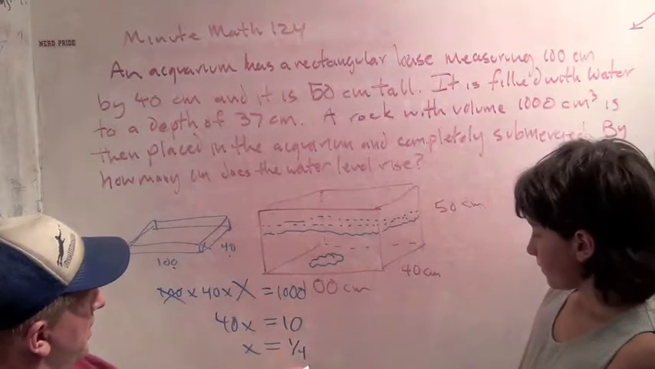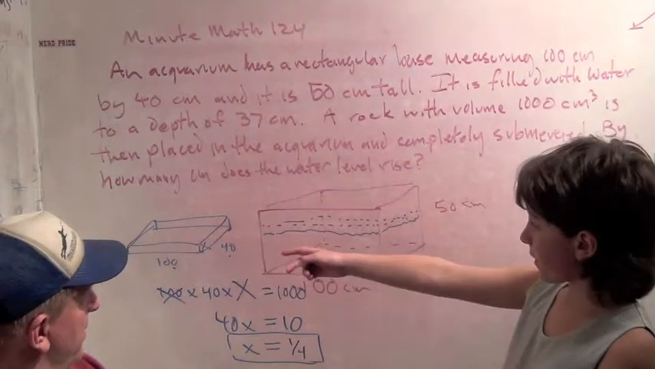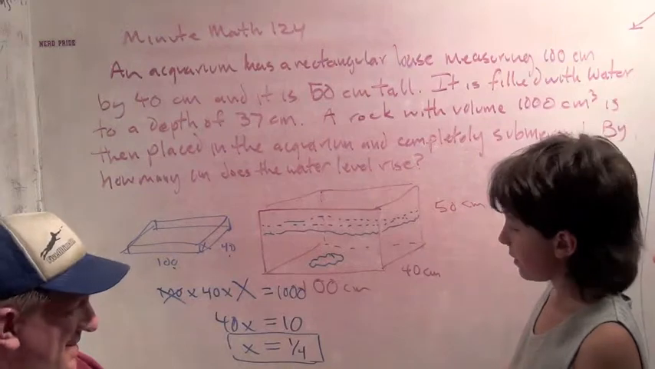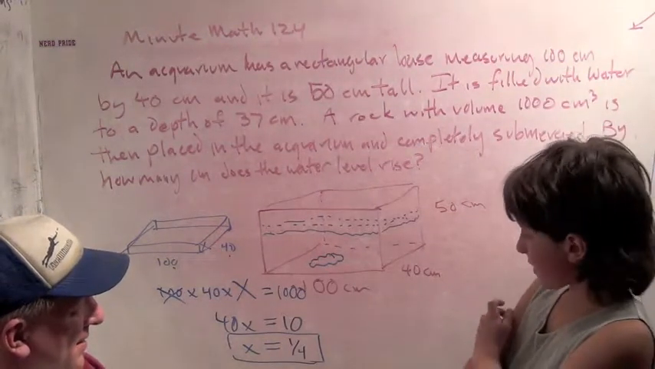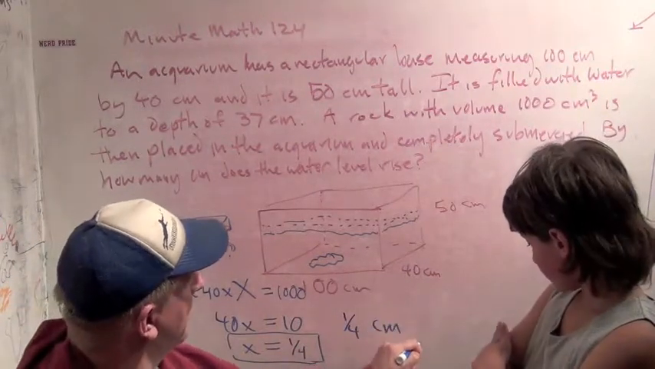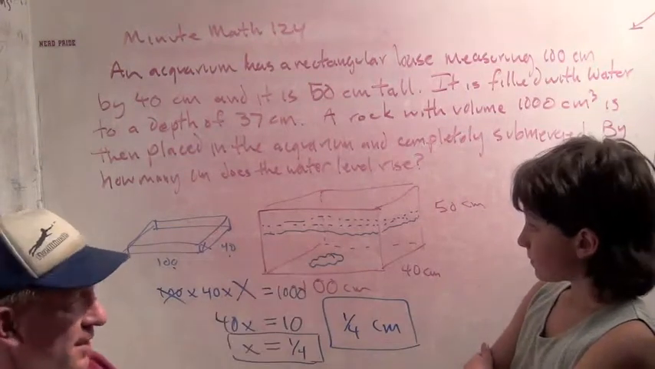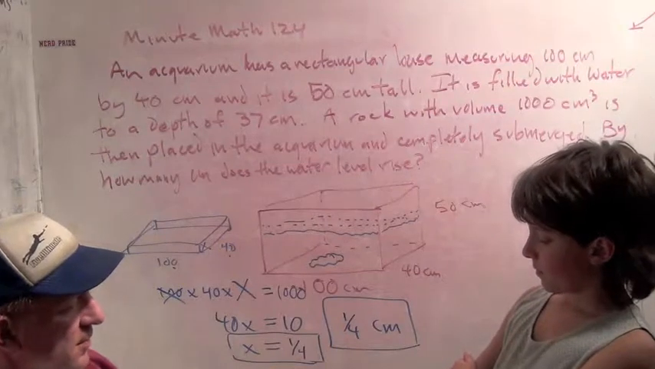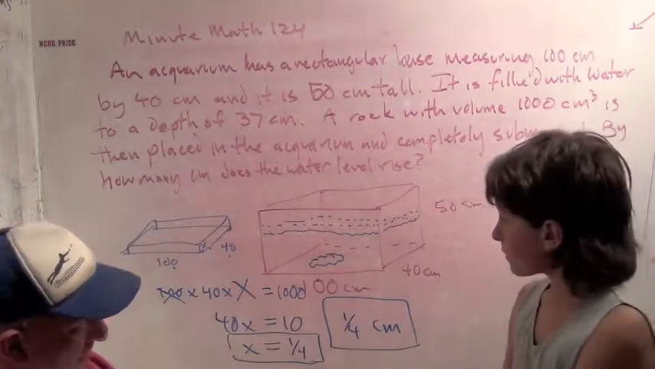1/4. What are the units of that? What are our units in this problem? Centimeters. So 1/4 of a centimeter. So it doesn't rise up that much. That rock isn't too big compared to the tank. It rises up 1/4 of a centimeter. What is that in decimal, by the way? 0.25. So this is a pretty neat geometry problem.